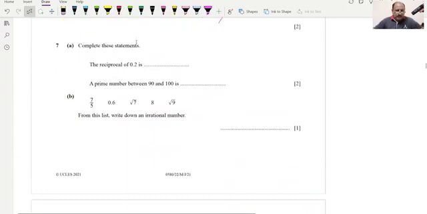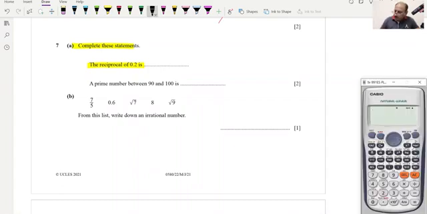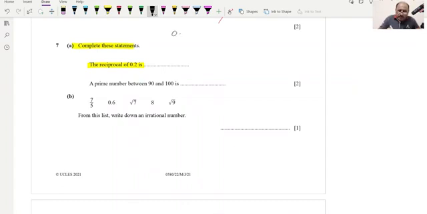And question number 7, complete these statements. The reciprocal of 0.2 is what? Like if we check with calculator, 0.2 means what? It's 1 by 5. So we can write 0.2 is equal to 1 over 5. So the reciprocal of 1 over 5 will be what? The reciprocal of 1 over 5 will be equal to 5. So we will write here 5.